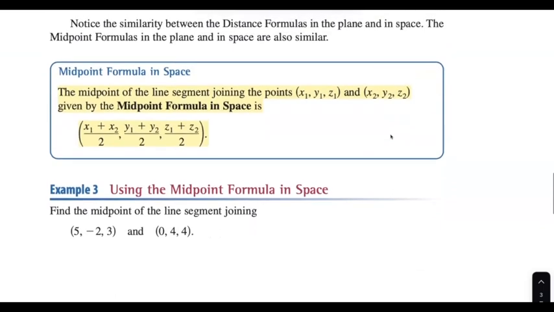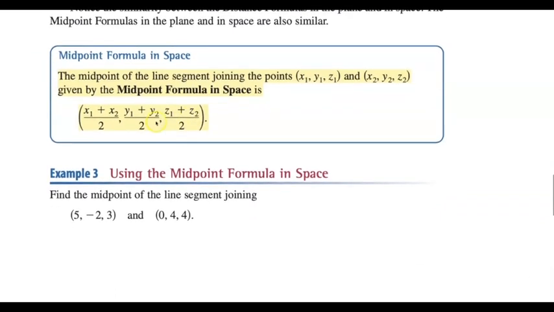Midpoint formula, the exact same concept. You're just adding a third component, which is the z coordinate. So it's the exact same concept. The midpoint of 2 spots is this right here. With a third spot, you add a third component.